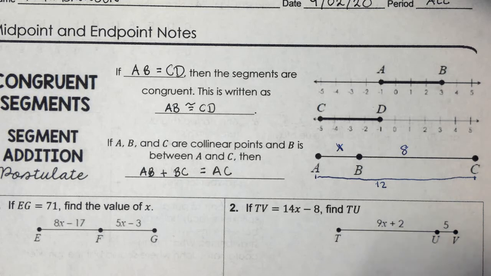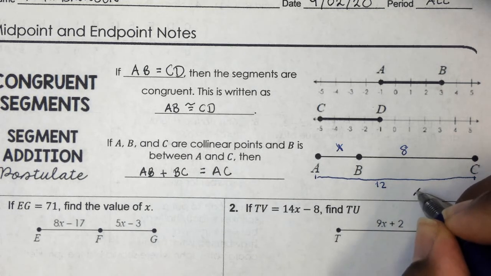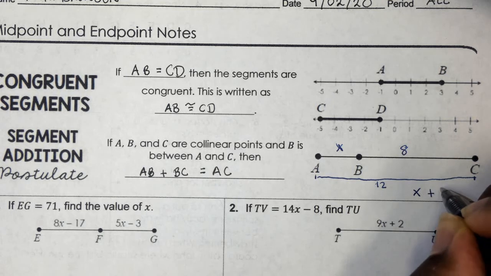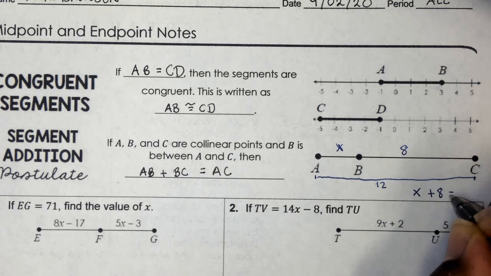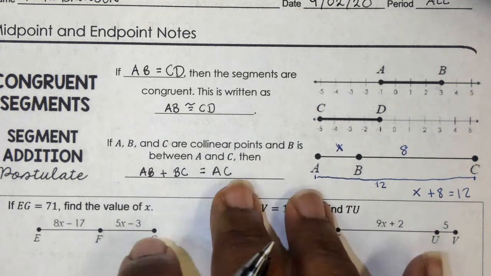So based on that, knowing that, I can write an equation. My equation could say X plus 8 equals 12. And then I could solve for X. Now the reason I'm showing it to you like that is because I want you to get used to writing equations based off of just having numbers set up like this and being able to write an equation.